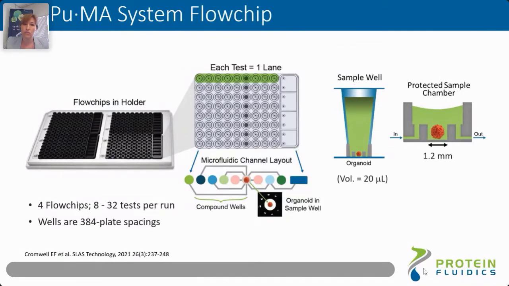So each Flowchip has 8 test lanes, and each lane is designated to 1 sample. So essentially, you can do between 8 and 32 samples. Again, depends on how you would like to do your assay.